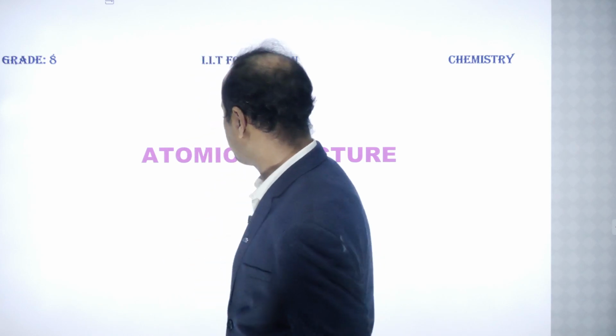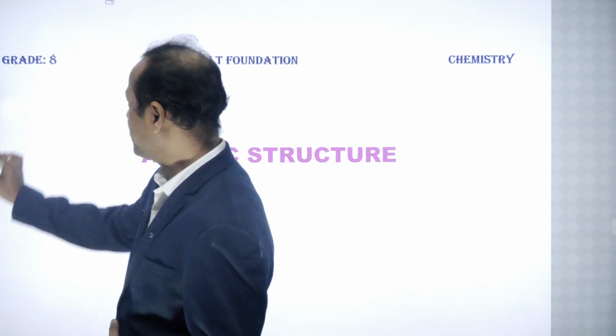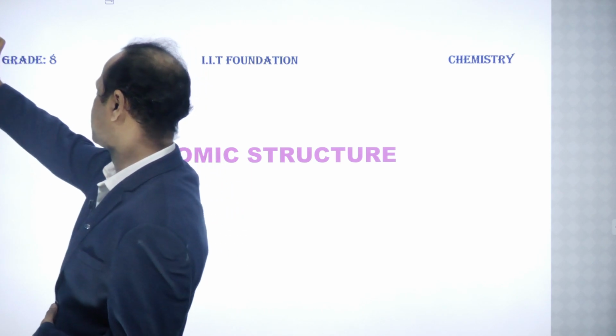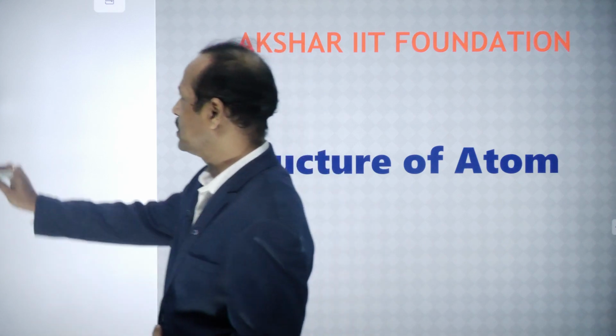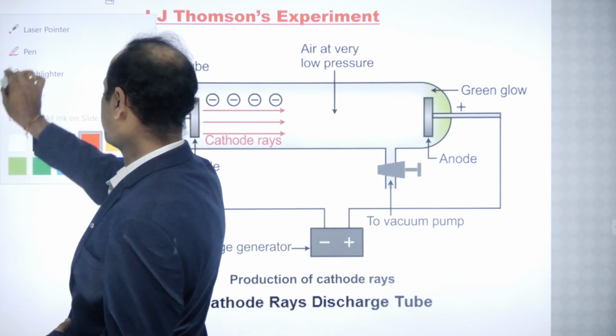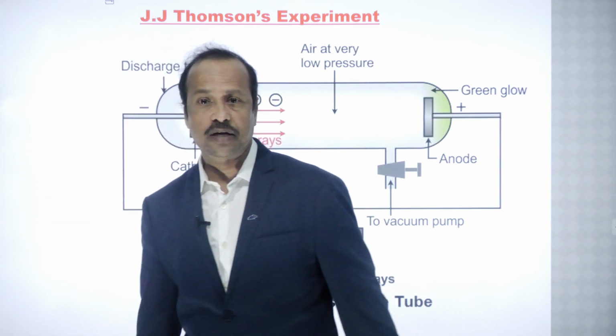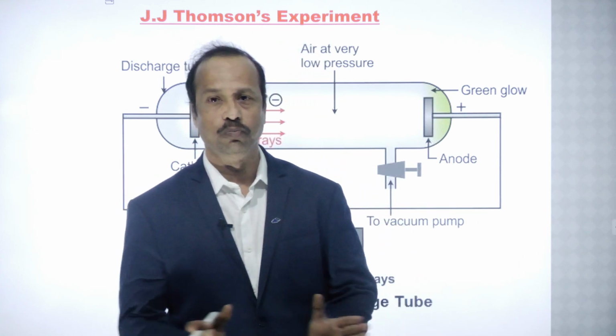So students, here grade 8 IIT Foundation chemistry. Already we started the chapter atomic structure, right? And in this chapter we already started and discussed about Dalton's atomic theory and its drawbacks also, right? So today we are going to discuss J.J. Thomson's atomic model. Before going to that, first let's start with J.J. Thomson's experiment.